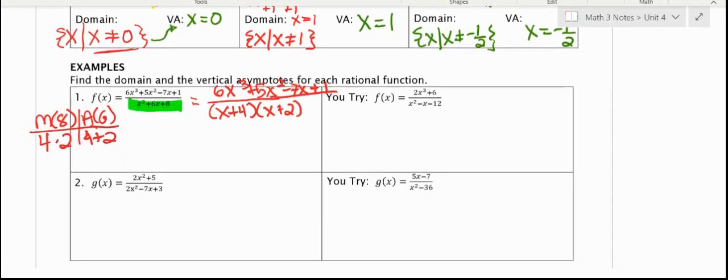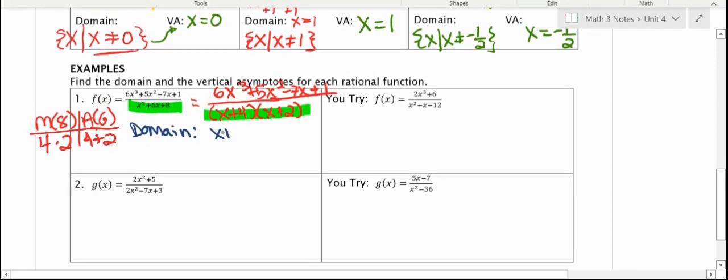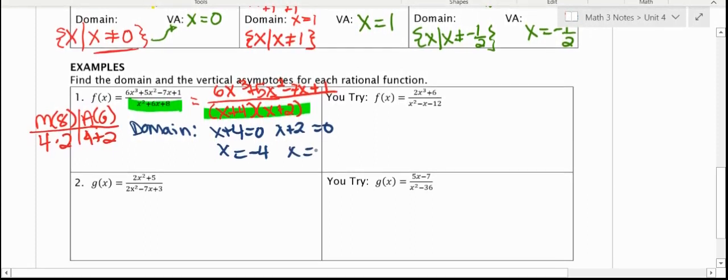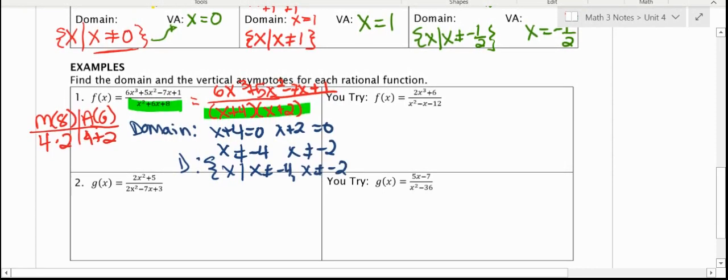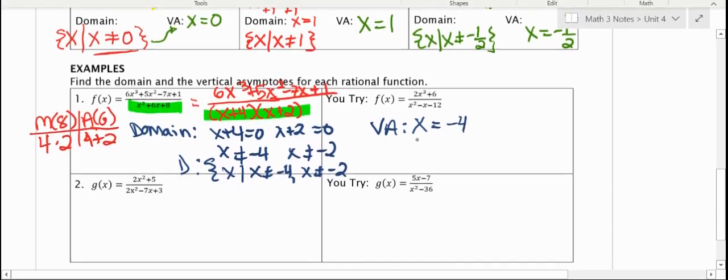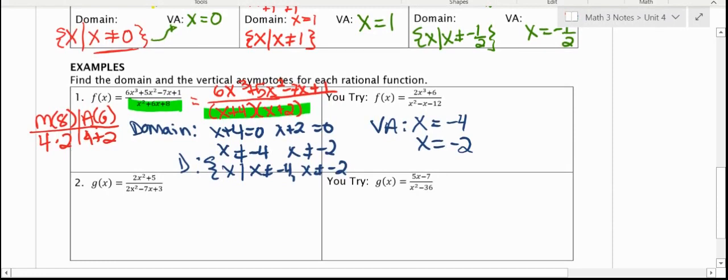Now if I want to find what my domain is, I'm going to take my bottom piece and set each of these to 0. Using the zero product property, I get negative 4 and negative 2. And again, that tells me the values I'm not allowed to have. So basically, my domain is x such that x cannot equal negative 4 or negative 2. Or maybe you list it out. There are lots of different ways you can write that domain. For my vertical asymptotes, again, it's almost like you're writing the exact opposite. That means when the graph approaches negative 4 and when the graph approaches negative 2, it's going to go into infinity.